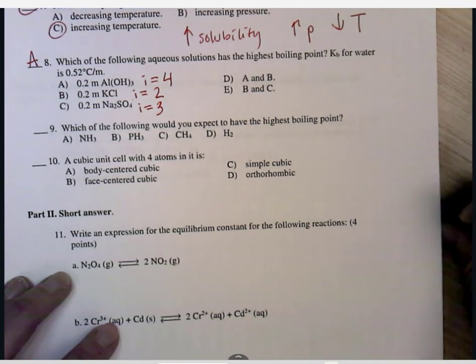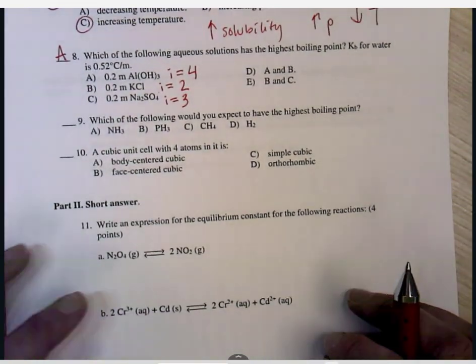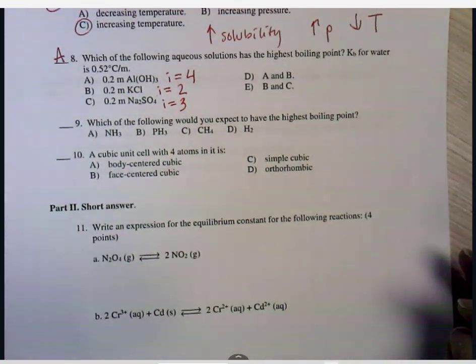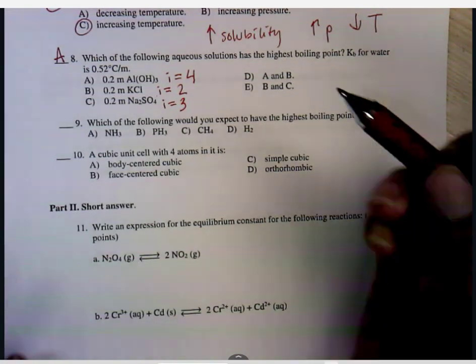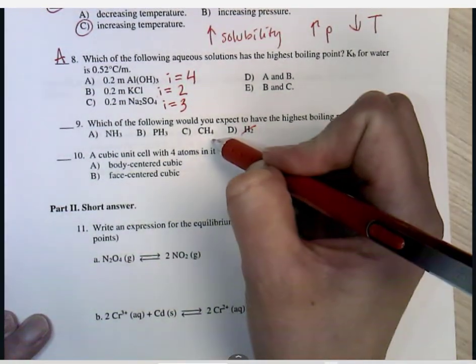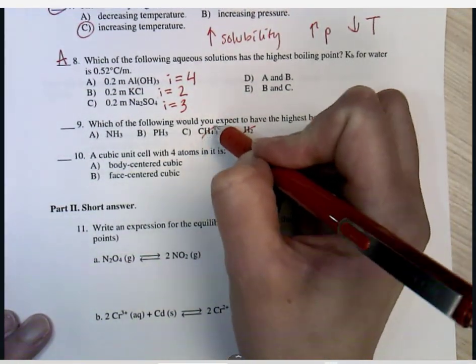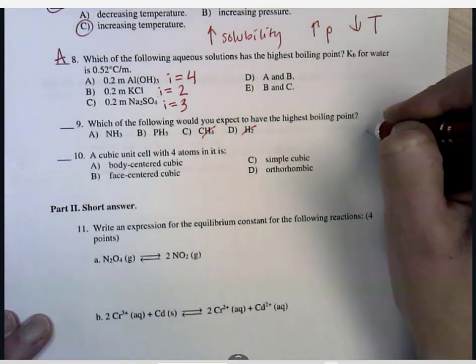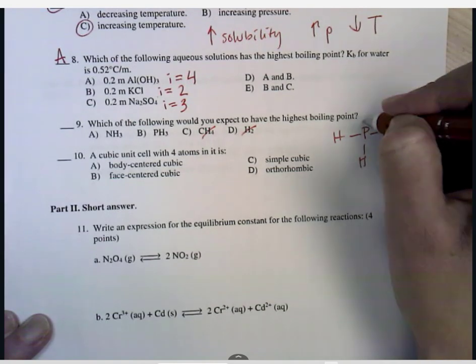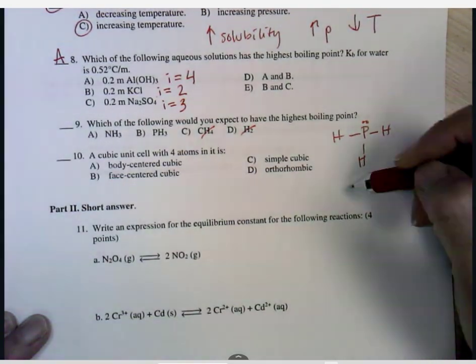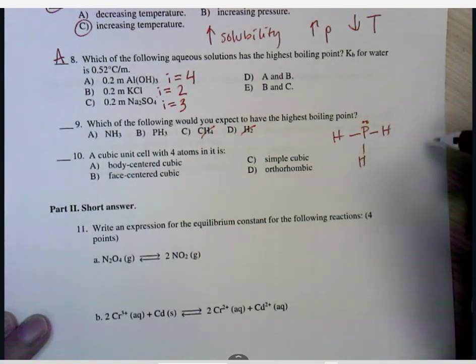Which of the following would you expect to have the highest boiling point? Okay, this one's not solutions. This is just stuff. So I would look for, are any of them polar? So this one is not polar. CH4, remember carbon-hydrogen bonds are not polar. PH3, that would be like this, which would be trigonal pyramidal.